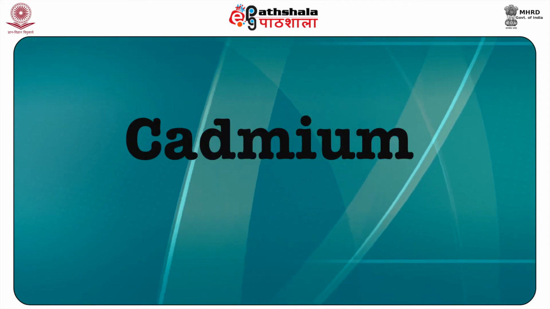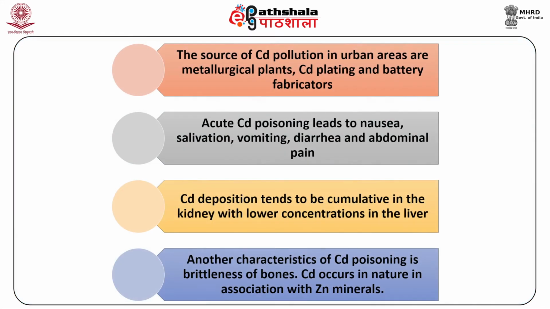Cadmium. The sources of cadmium pollution in urban areas are metallurgical plants, cadmium plating, and battery fabricators. Acute cadmium poisoning leads to nausea, salivation, vomiting, diarrhea, abdominal pain. Cadmium deposition tends to be cumulative in the kidney, with lower concentrations in the liver. Another characteristic of cadmium poisoning is brittleness of bones. Cadmium occurs in nature in association with zinc minerals.